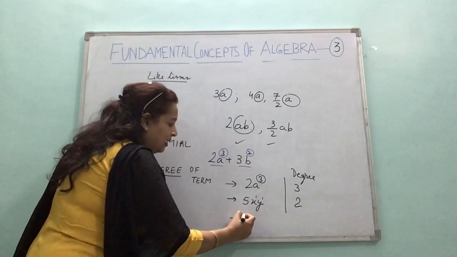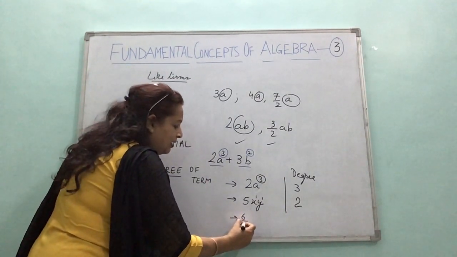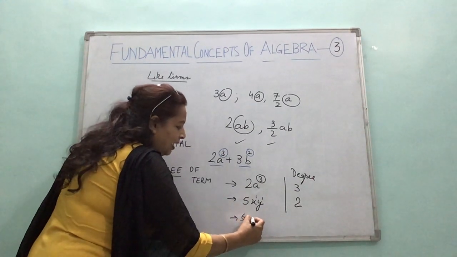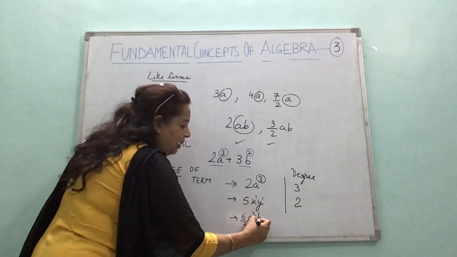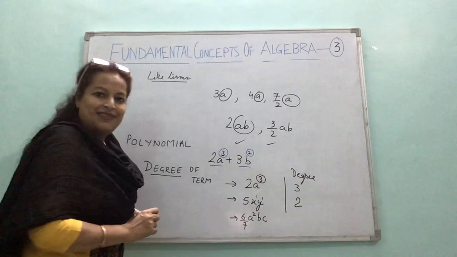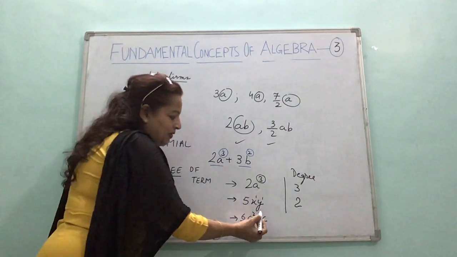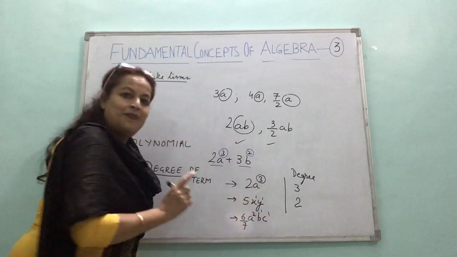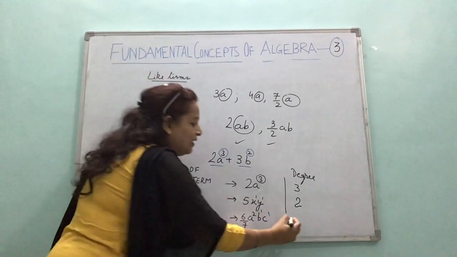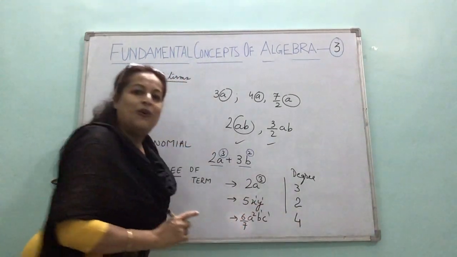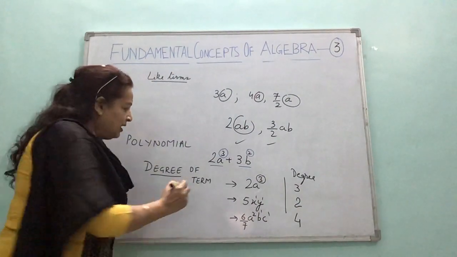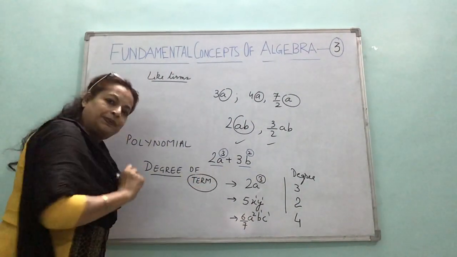One more example. 6 by 7, a square, b and c. Now what is the degree of this term? 2 plus 1 plus 1, 4. So that is how you find the degree of the term. So this is clear, degree of term.